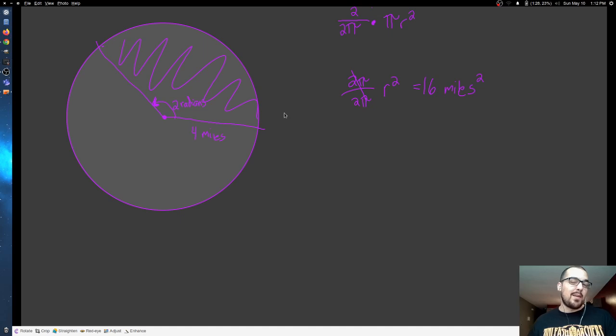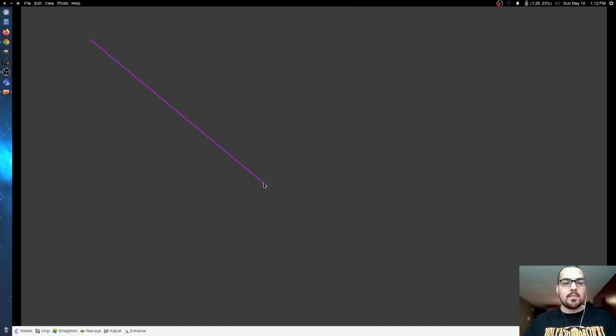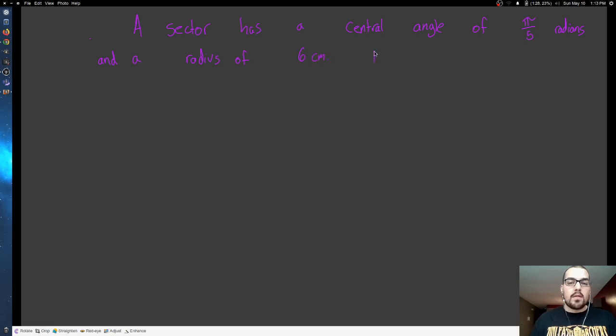But we can do a problem that's a little bit more challenging with radians. Sometimes they'll give it to you just in text. They'll say a sector, or a circular sector, or a sector of a circle. A sector has a central angle of pi over 5 radians and a radius of 6 centimeters. Find its area.